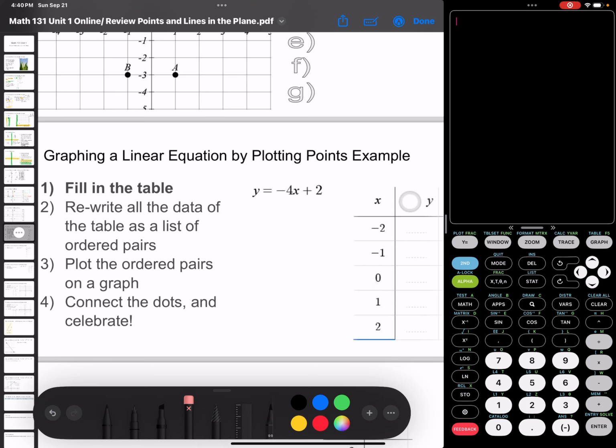And then once you fill in the table, you want to think about the table as ordered pairs and then plot those ordered pairs on a graph. Then you'll be able to connect the dots and kind of see.